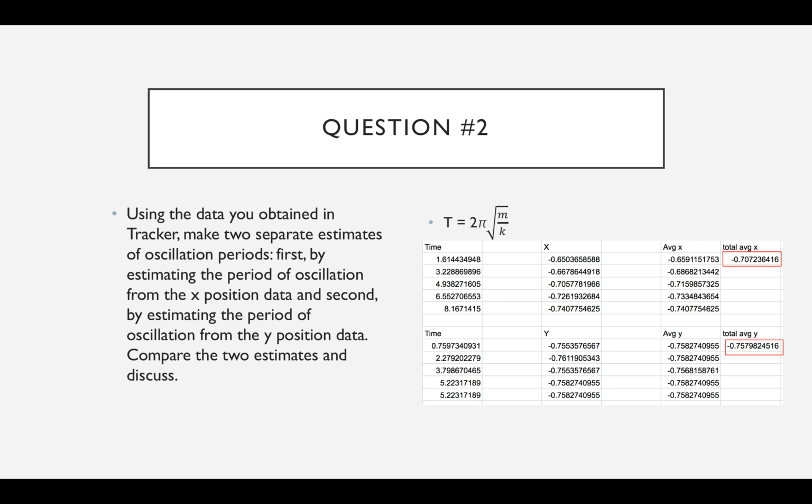To answer the second question, the time period would be calculated using the formula seen to the right, but in this case, we use the position data points for the x and y direction to determine the period. The period from the x position data was 0.71, and for the y position data, it was 0.76. These values are pretty close, but the vertical y value depends on the spring constant, and the horizontal x value depends on the force of gravity.